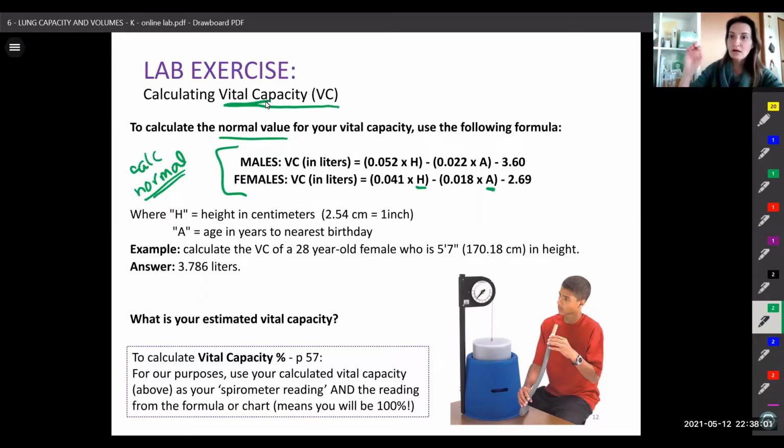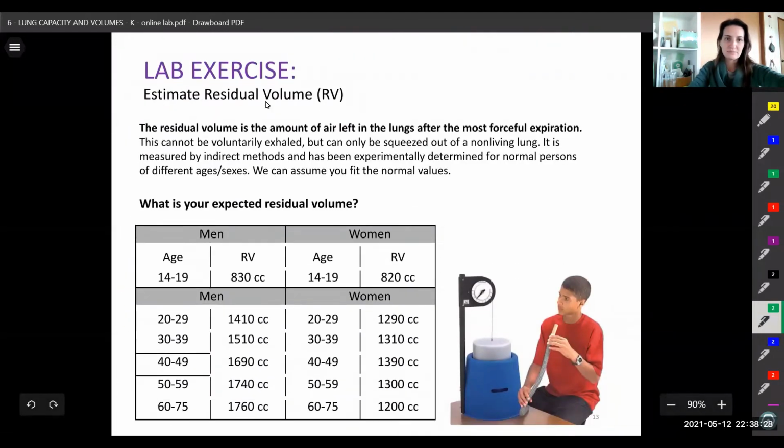Here, since we're not giving you an actual value to use, you're just going to assume whatever you calculate here for normal is you. And so when you get that value, you're going to use it for yourself and you're going to use it for the normal value, which will mean that you're going to be at 100%. Right? We'll just make it that way for that calculation that you do there. And so I'll come back to that point when we take a look at that.